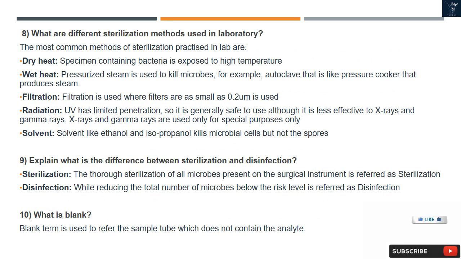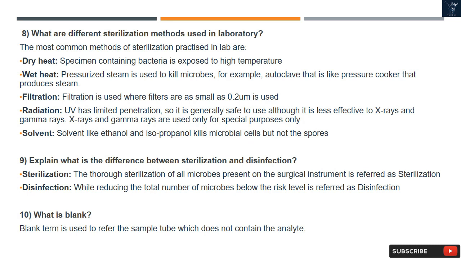8. What are different sterilization methods used in the laboratory? The most common methods of sterilization practiced in the lab are: Dry heat. Specimen containing bacteria is exposed to high temperature. Wet heat. Pressurized steam is used to kill microbes, for example an autoclave, which is like a pressure cooker that produces steam. Filtration. Filters as small as 0.2 mm are used.